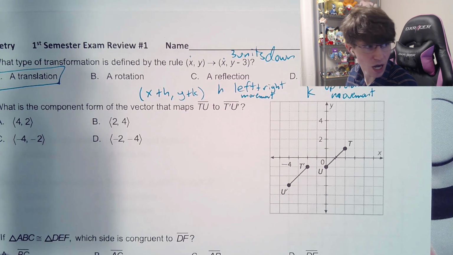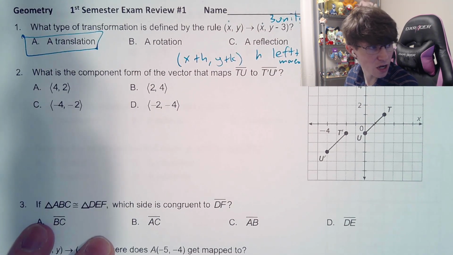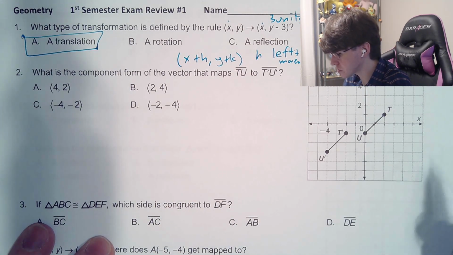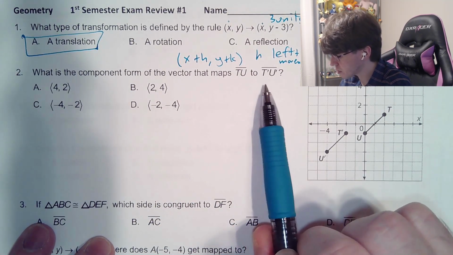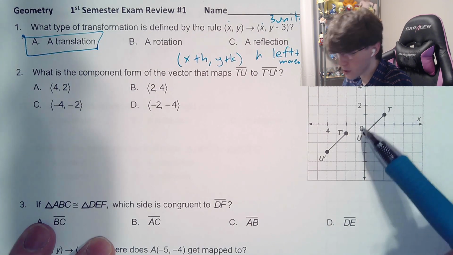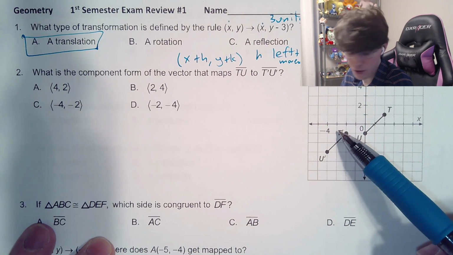All right, let's hop into the next question. What is the component form of the vector that maps TU to T prime U prime? So you are going from this thing on the right here to the one on the left.